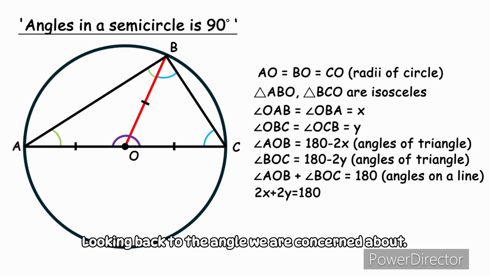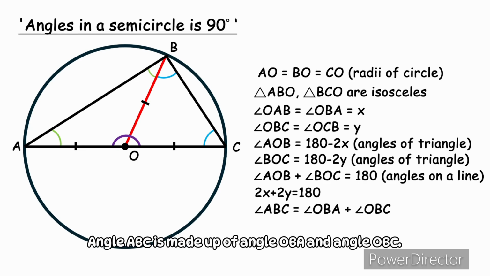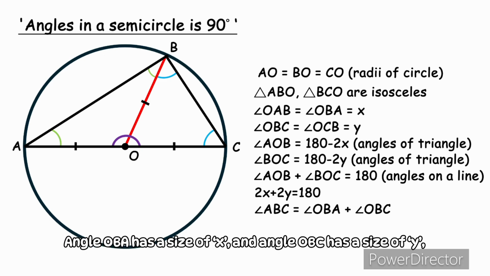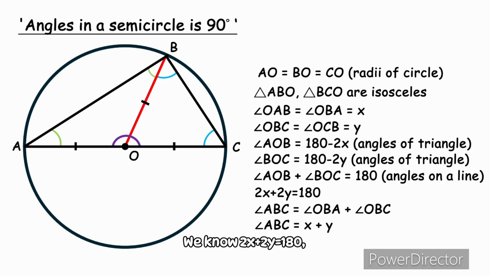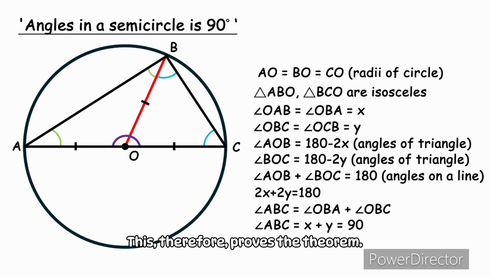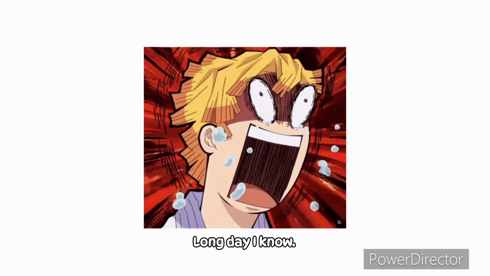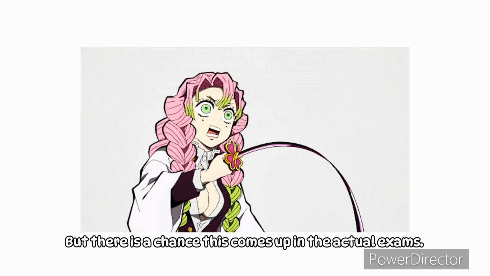Looking back to the angle we are concerned about, angle ABC is made up of angle OBA and angle OBC. Angle OBA has a size of x, and angle OBC has a size of y, meaning angle ABC has an angle size of x plus y. We know 2x plus 2y equals 180. Dividing both sides by 2, we get x plus y equals 90 degrees. This, therefore, proves the theorem. Long day, I know that, but there's a chance this comes up in the actual exams.